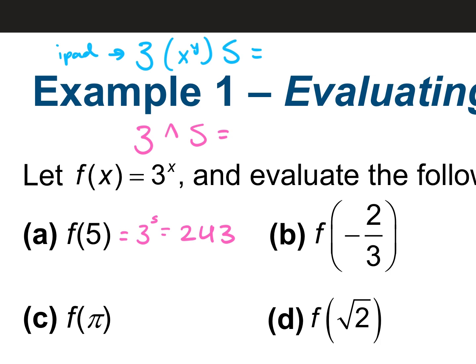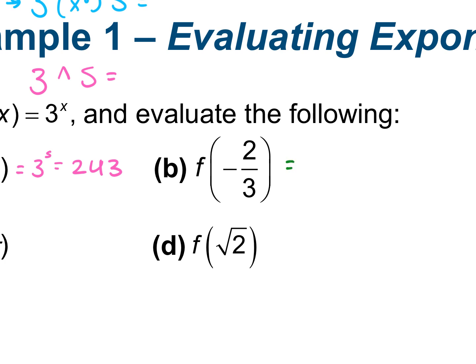Let's look at B. So here we have 3 to the power of negative 2 over 3. When I put this in the calculator, anytime you have fractions or any math going on, whether it's the base or the exponent, make sure you put it in parentheses. Sometimes your calculator likes to apply it only to the top or only to the bottom, so just make sure you put it in parentheses. It's a couple extra steps, but it'll ensure that you get the right answer.